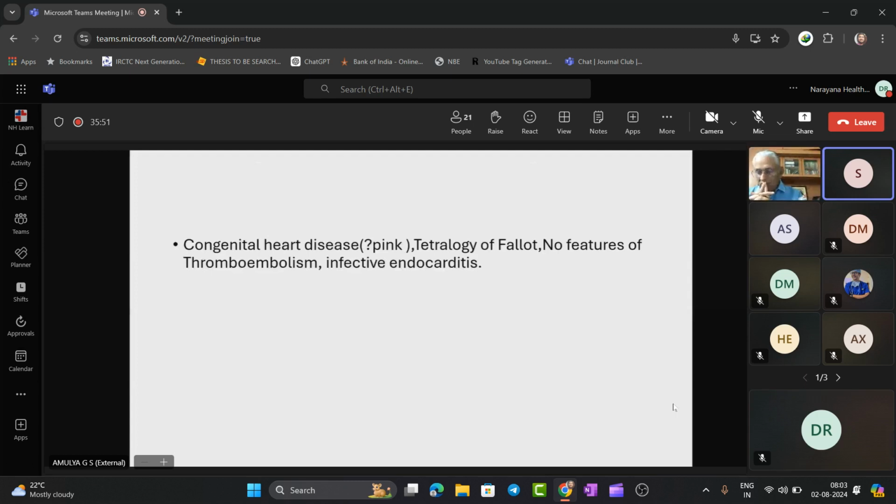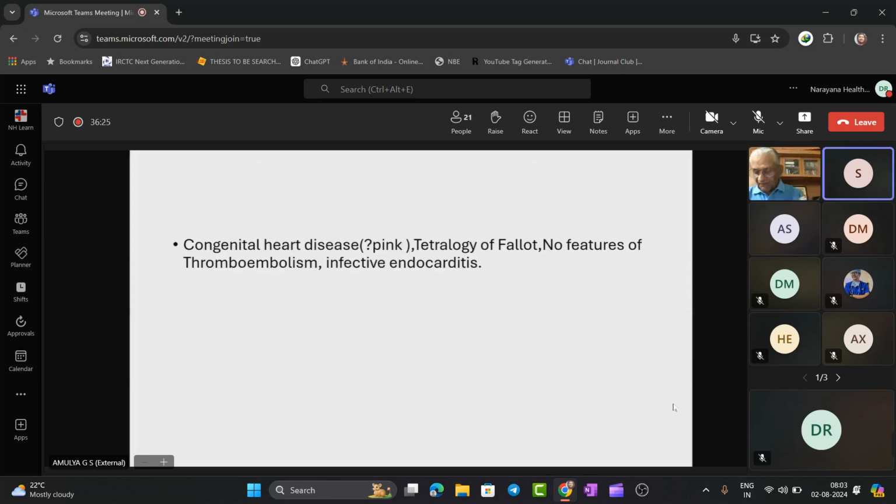And generally in a tetralogy, the classical description is an unrestricted, large malaligned VSD. There is no murmur across the VSD in tetralogy. The murmur that you hear is across the RVOT, and an RVOT murmur generally does not produce a thrill. So I don't know whether your physical findings were right, or if not, how do you explain this?